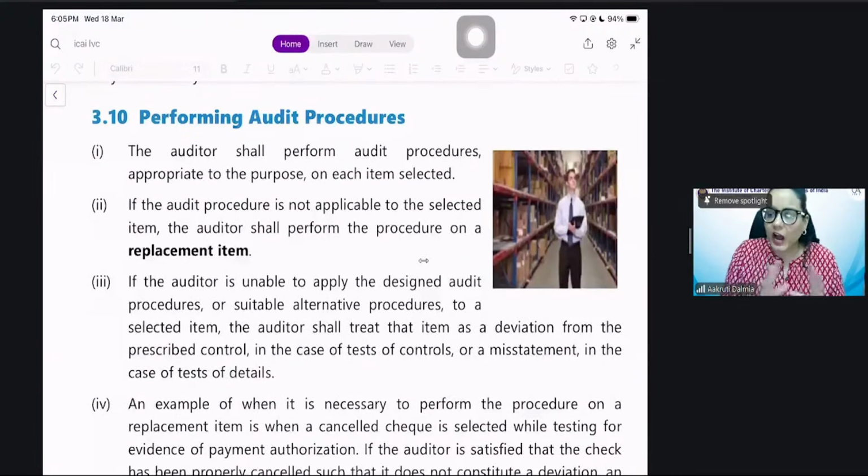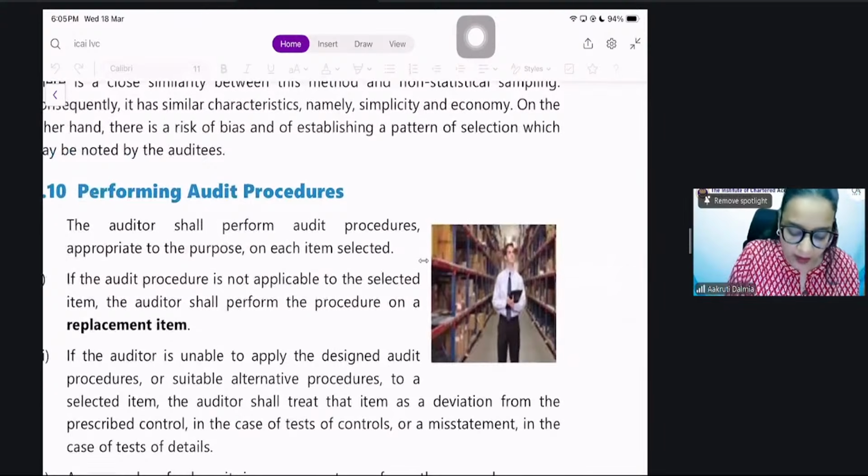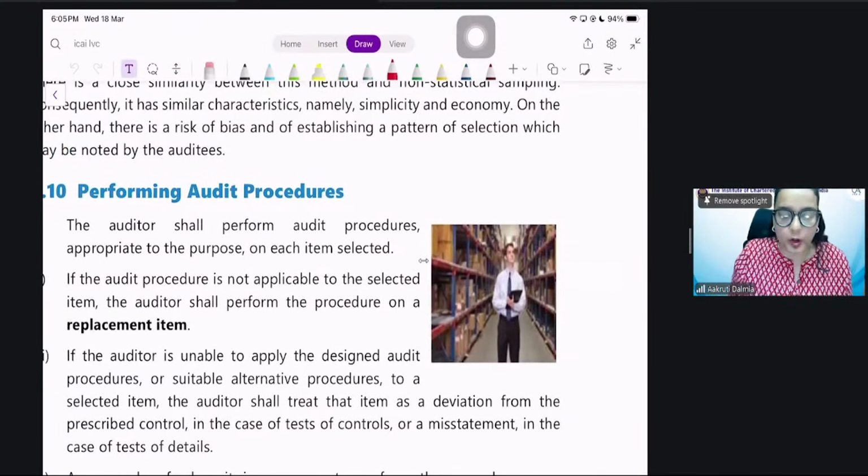So let's start with a small example. Let's say you are checking the whole checkbook that has been issued by the company for payments. Checkbooks usually have check numbers. Everyone knows checks have numbers on them.